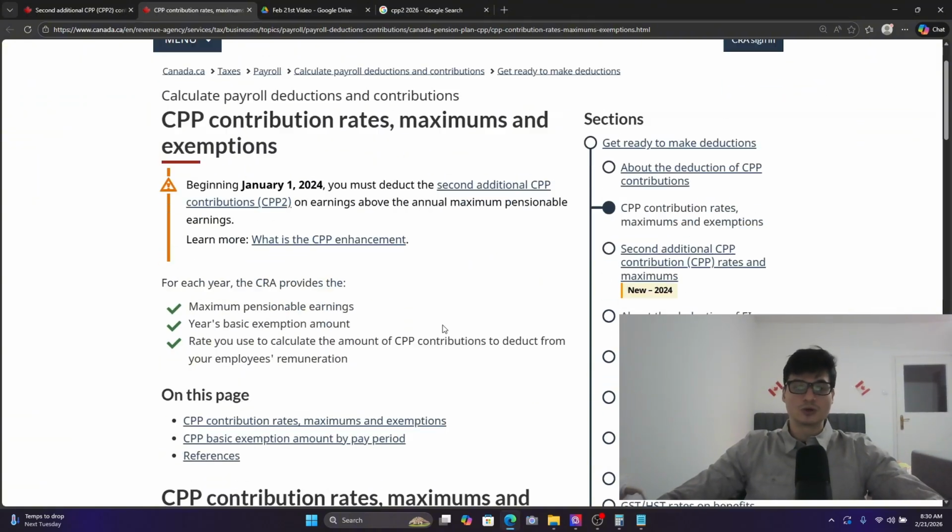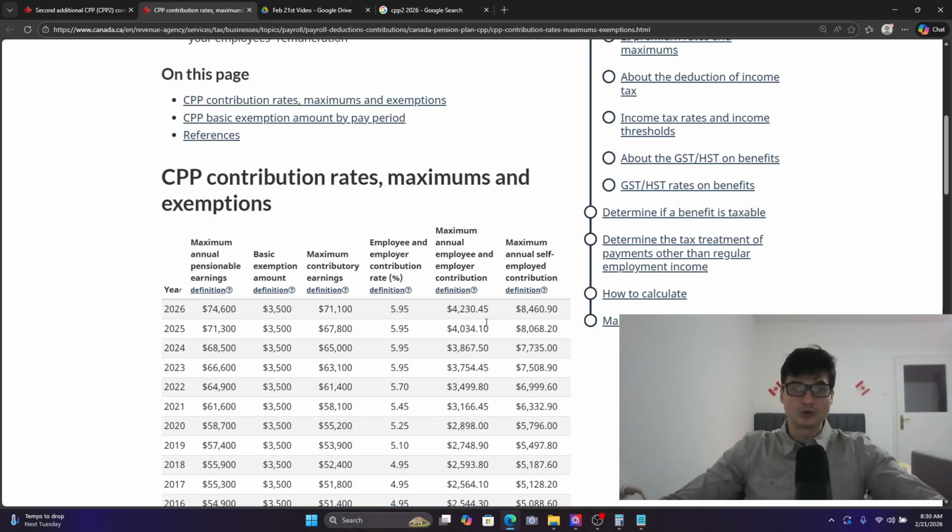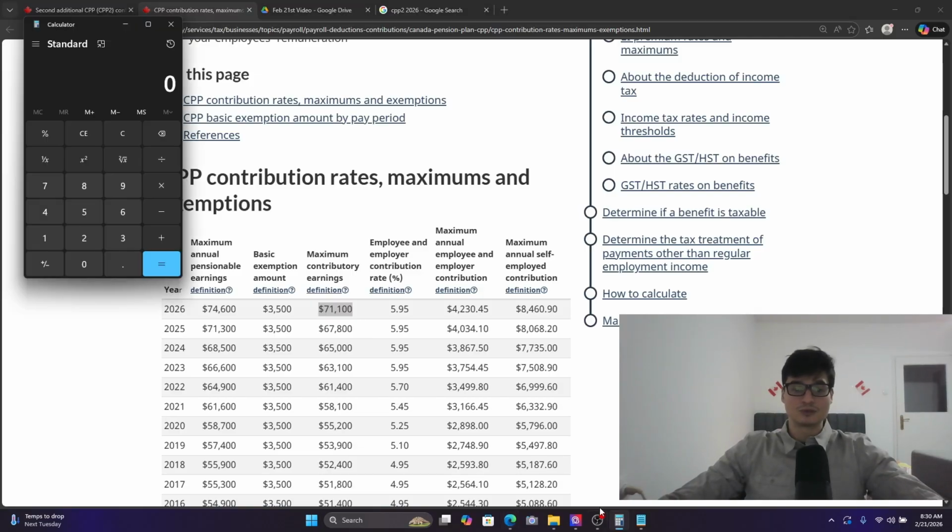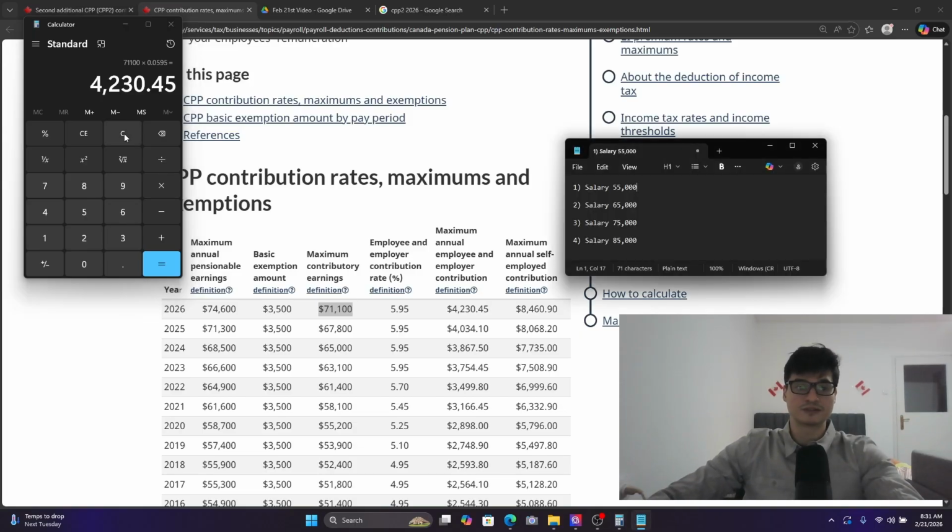So we go down here and we're going to calculate the original CPP, the regular one, for 2026. We can see the maximum amount is 74,600. You do get a basic exemption, so it'll be 71,100 times 0.0595, and you get 4,230.45. So it makes sense. All right, so the first example we have is 55,000.